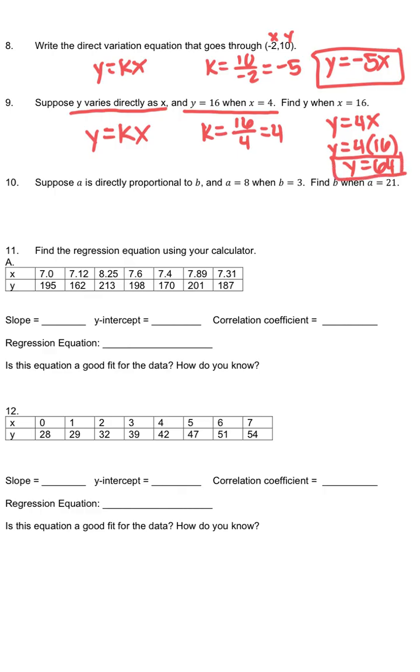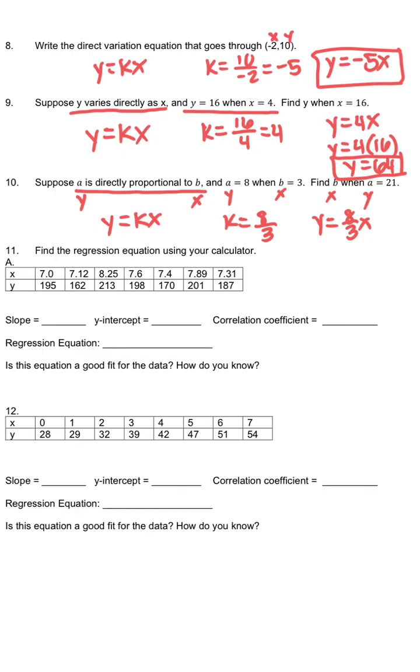Now it says suppose A is directly proportional to B. So remember here we have to identify where our y is and where our x is. So our A is y, our B is x. And let's go ahead and label all of those. Again, we have y equals kx, direct variation. So we have to find our k. Our k here would be k equals 8 over 3. So y equals 8 over 3x.